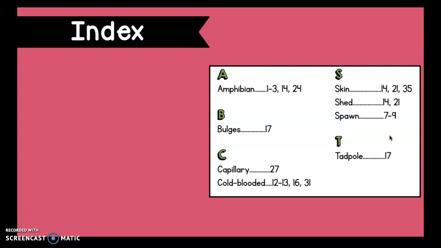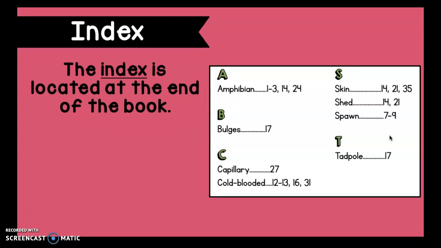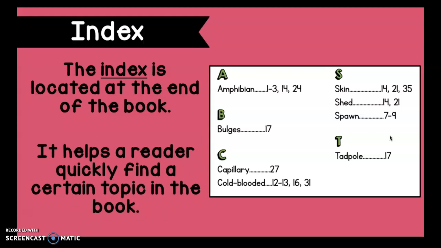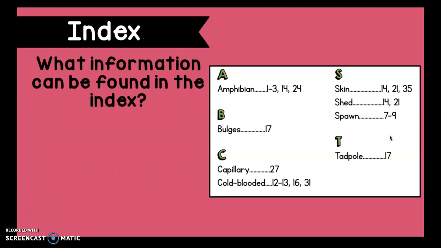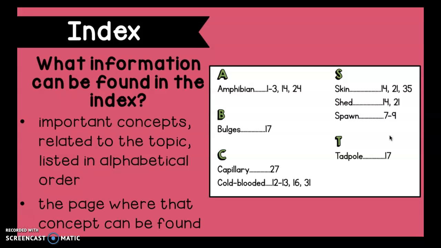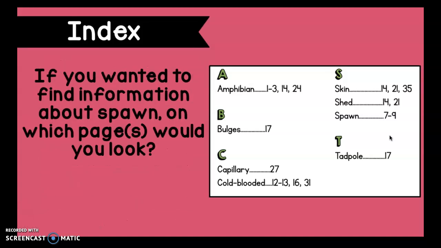Now, here's a picture of an index. An index is located at the end of the book. It helps a reader quickly find a certain topic in the book. So what information can be found in an index? The important concepts related to the topic listed in alphabetical order. And the page where the concept can be found. So for instance, if you wanted to find information about a spawn, on which page or pages would you look?